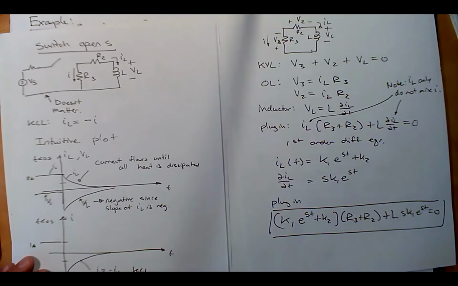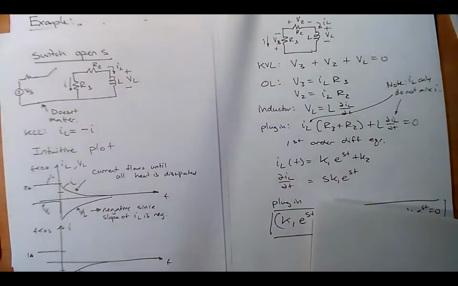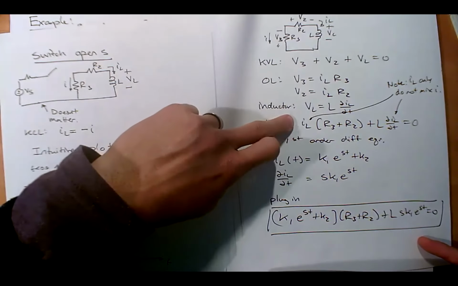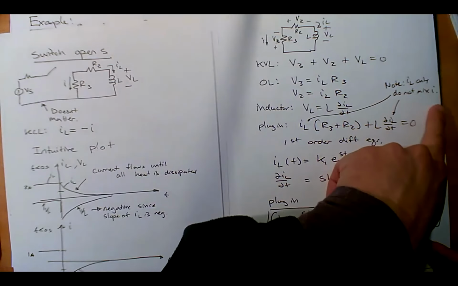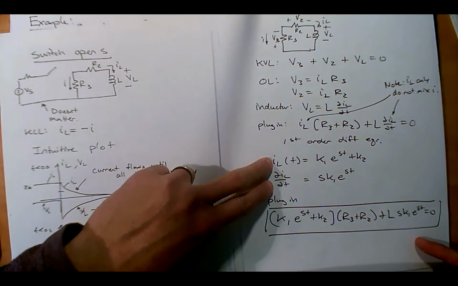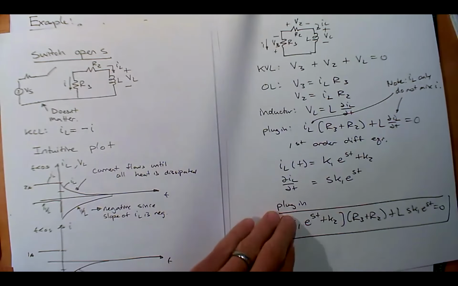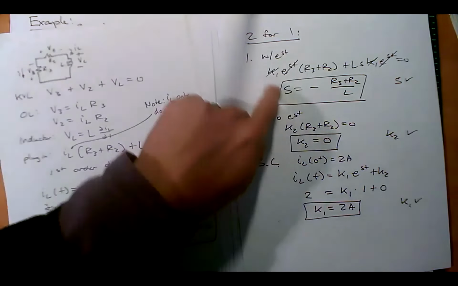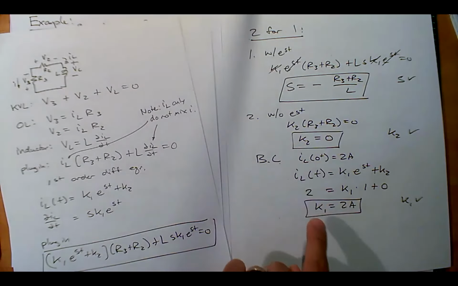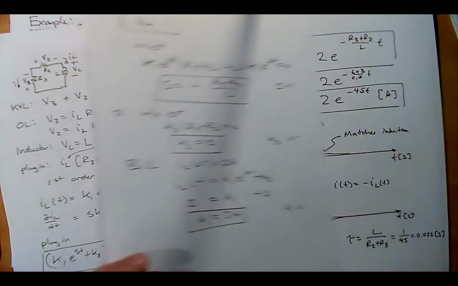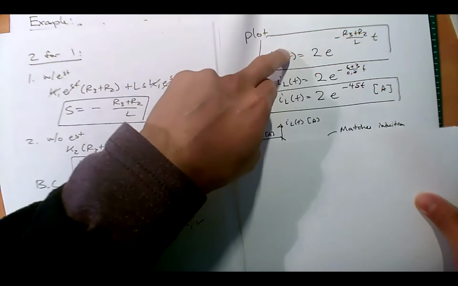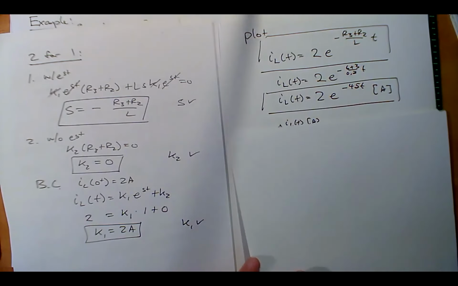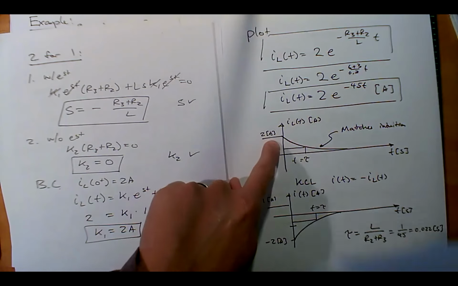Okay, what was it? Well, we did KVL and Ohm's law and the inductor equation. And we got the first order differential equation. We made sure it was in terms of IL and not I. We had the IL and DIL. We plug it in, put it in here, get the e to the st and non-e to the st terms to solve for S and K2, apply our boundary conditions, solve for K1, and so on. We have our answer, this one, okay? When we plug in all the numbers, we get IL equals 2e to the minus 45t, which matches this, great.